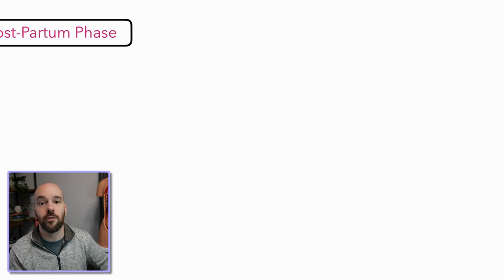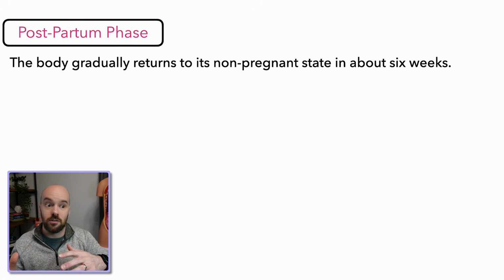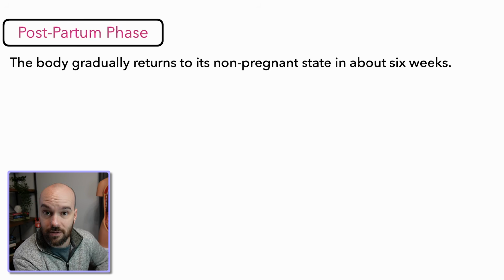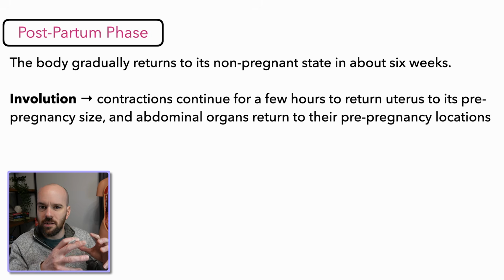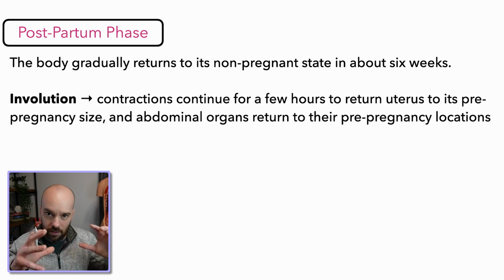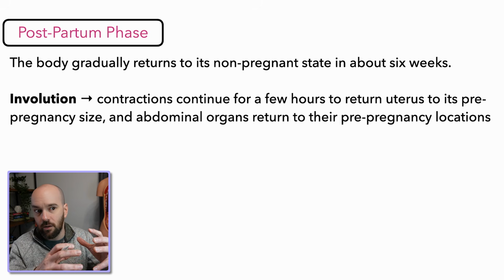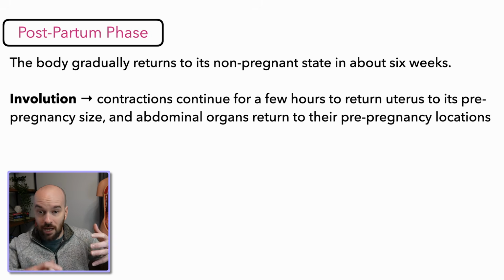So now labor and birth is over, and we're moving on to the postpartum phase, which is basically a way for the body to return back to its unpregnant state. This is a gradual process that'll take around 6 weeks or so, and it starts with the process of involution. So the uterus will continue contracting for a few hours to return the uterus to its non-pregnant state, shrinking it back closer to the size that it was before the pregnancy. And then the abdominal organs will start to shift back into place. Because remember, all the intestines and bladder and stuff were shifted out of the way because the uterus was taking up so much space in that abdominal area.